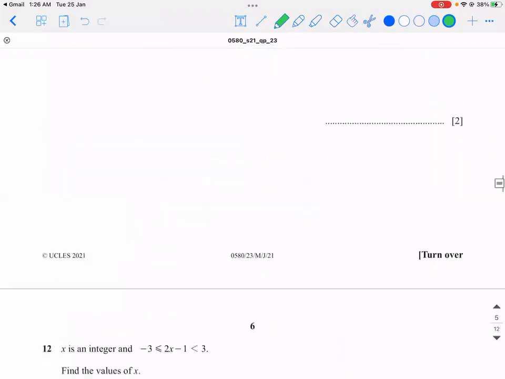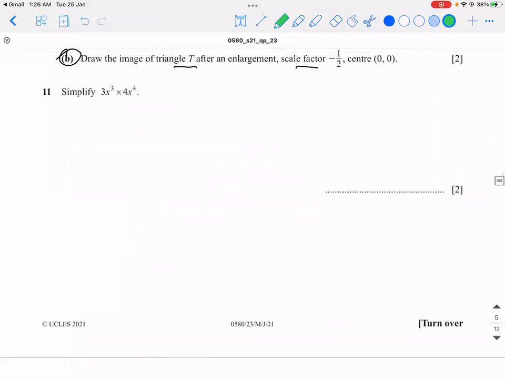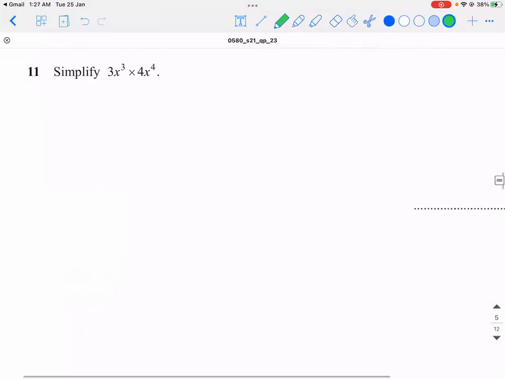So we are moving to the next part. Now this is a question from Indices. Simplify 3x cubed multiplied by 4x to the power of 4. How are you going to solve this? It's very simple. First, you multiply these numbers. So 3 multiplied by 4 is 12, right? Then x cubed into x raised to 4. We have a formula: x to the power of a multiplied by x to the power of b is nothing but x to the power of a plus b.